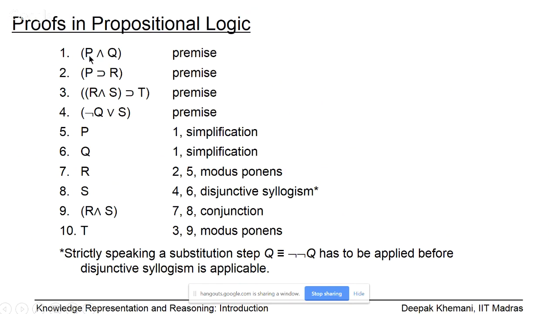If you look at this formula P and Q, from there you can infer P because there is a rule called simplification. You can also infer Q because there is a rule called simplification. And then because we have P and because we have P implies R, we can infer R by modus ponens again, and we can infer S from not Q or S.